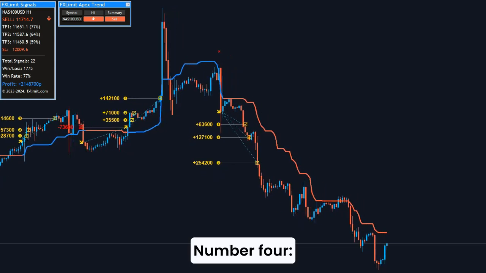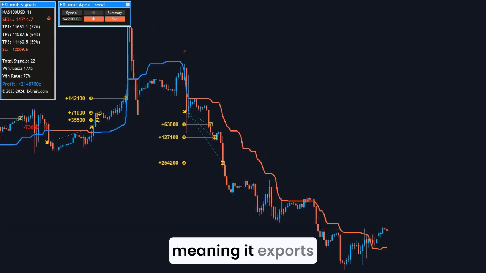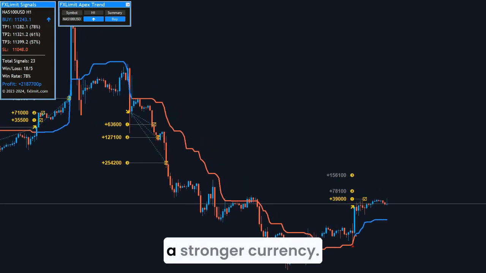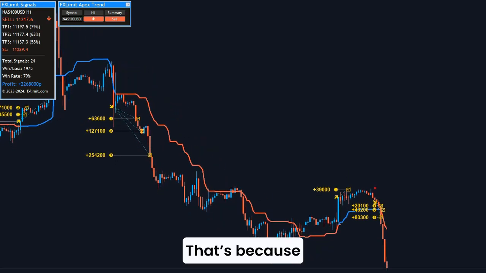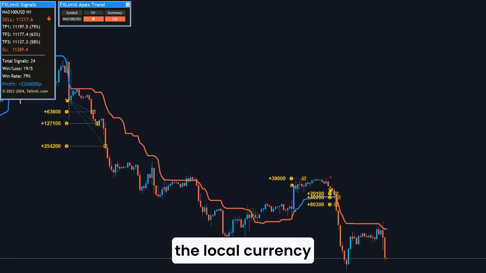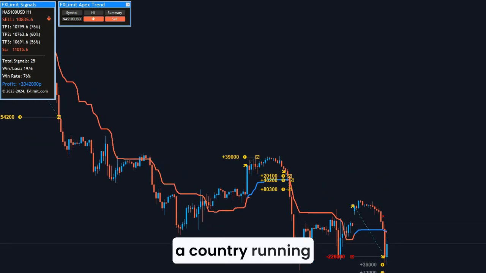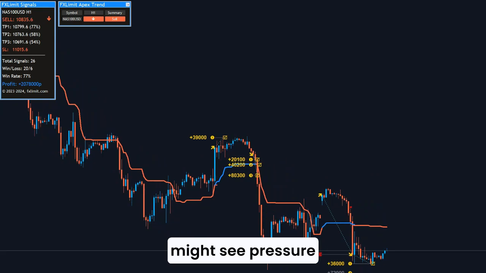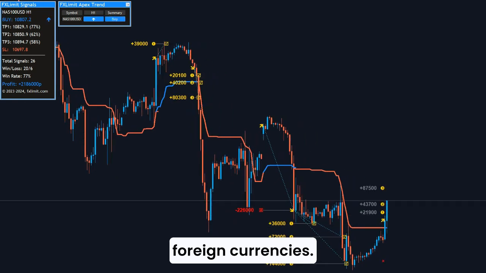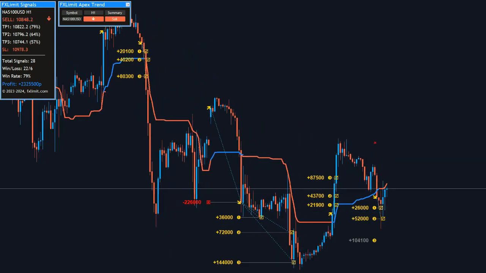Number 4. Trade balance. A country with a trade surplus, meaning it exports more than it imports, generally has a stronger currency. That's because foreign buyers need to convert their currency into the local currency to make purchases. On the flip side, a country running a trade deficit might see pressure on its currency due to higher demand for foreign currencies.